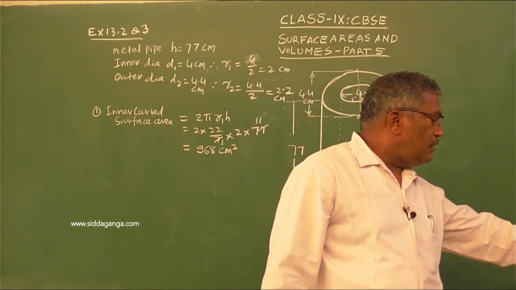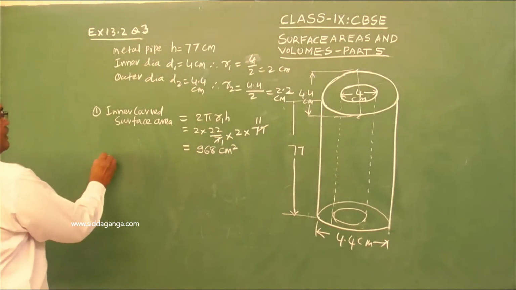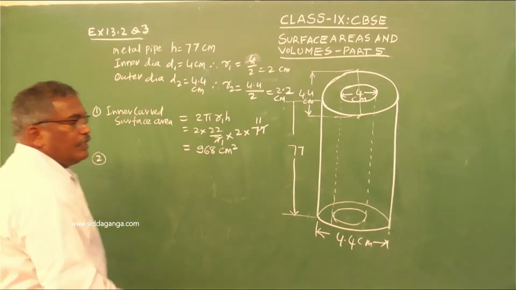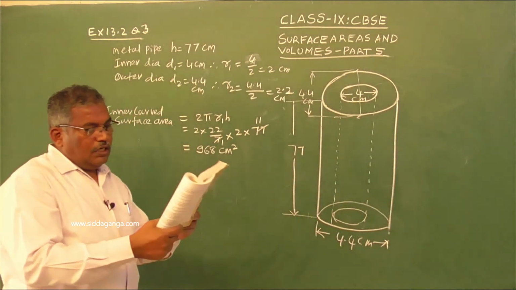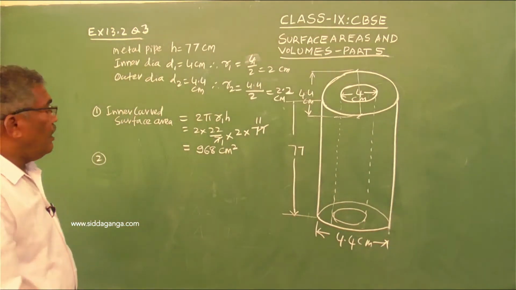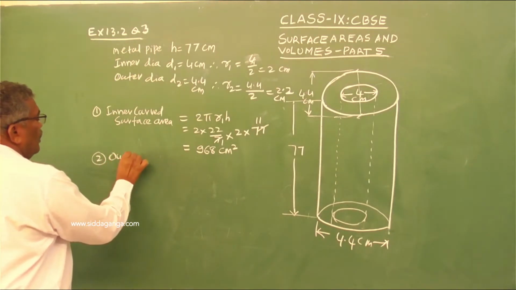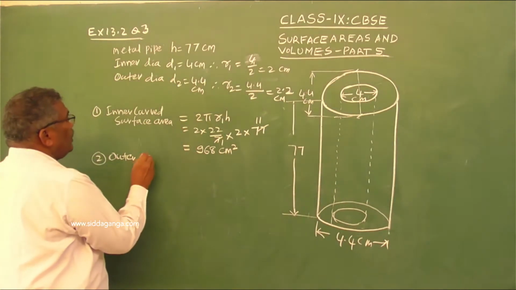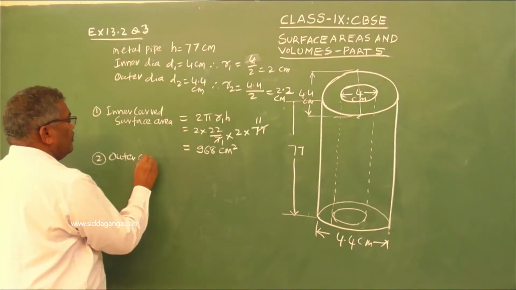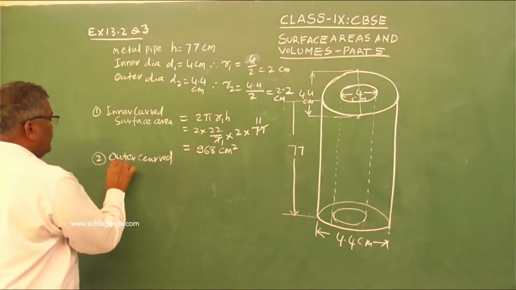968 centimeter square. Now calculate the outer surface area. Second question in the textbook. The second question is outer curved surface area. Outer, not the total. Only the curved surface area they asked. Outer curved surface area.